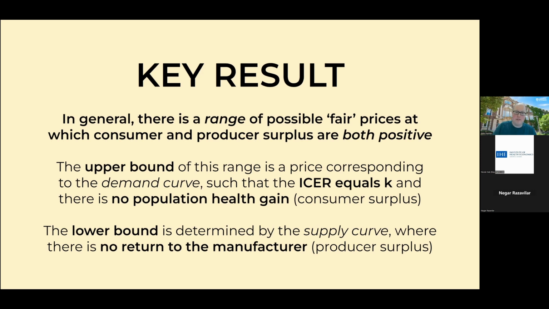The lower bound is determined by the supply curve, and it's the point where there's no return to the manufacturer. There's no producer surplus. Okay, and there's going to be no profit for the manufacturer. And we have to think, well, is there going to be an incentive for the manufacturer to actually develop that medicine, to supply that medicine? Okay, so that's the range of possible fair prices. We're going to continue refining this, but this is where we're at so far.